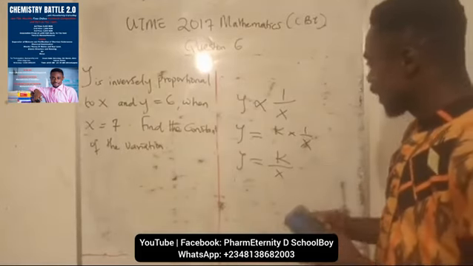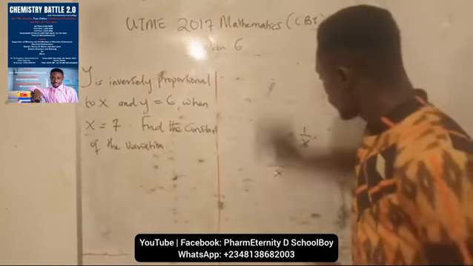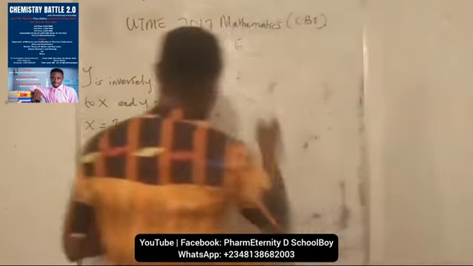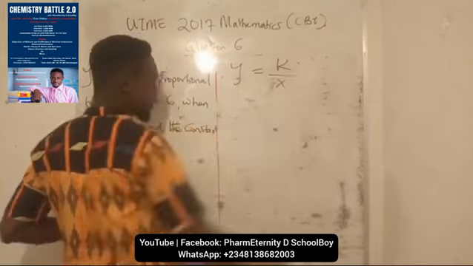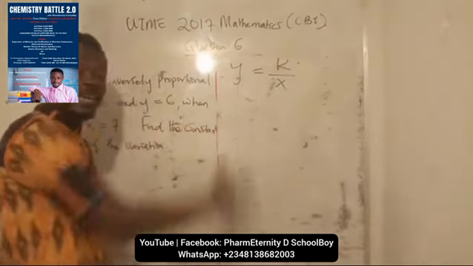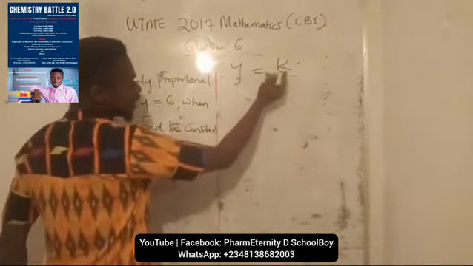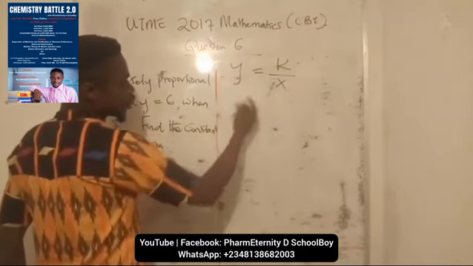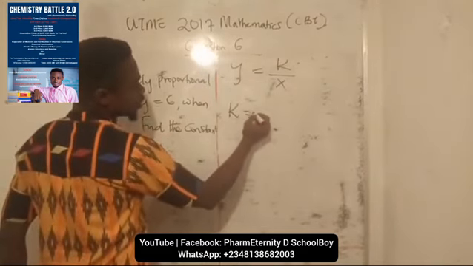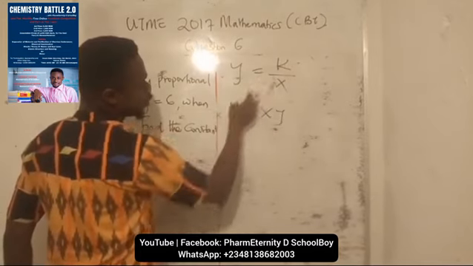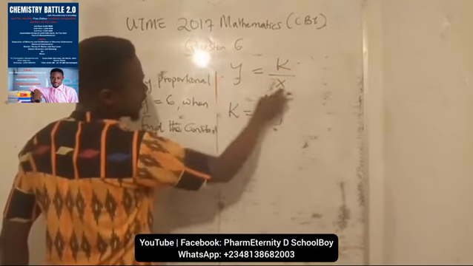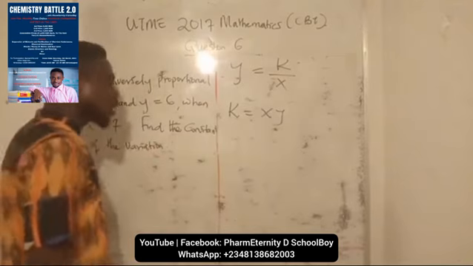So let me clean this and bring it up. So we now have the equation, y is equal to k over x. So let's make k the subject of the formula. We cross multiply. k will now be x times y.